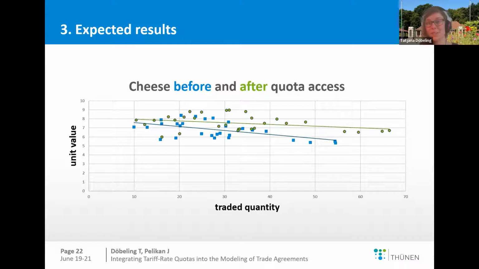For something like cheese, where we said we have a mixed tariff and they are strongly dominated by specific tariffs, these effects should not be that strong. We also see that the quota liberalizes the market and we import more, but this shift of tilt is just very small, and there's probably still a negative dependency between quantity and unit value. And also our average prices don't really increase that much.